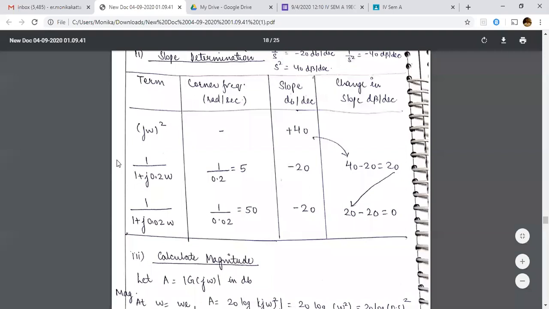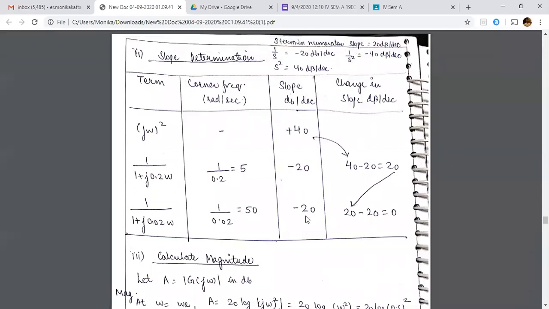So for this term, 1 upon 1 plus sT term, the slope is minus 20 dB per decade. Again, this is also of the same type, 1 upon 1 plus sT term. So for this term also, the slope will be minus 20 dB per decade. Any doubts still here? The last column is simple, but this column you should understand first. Third column, any doubts in third column? You can ask.